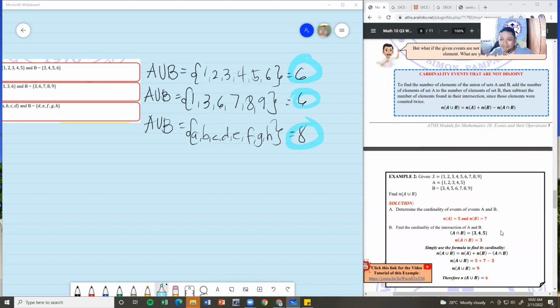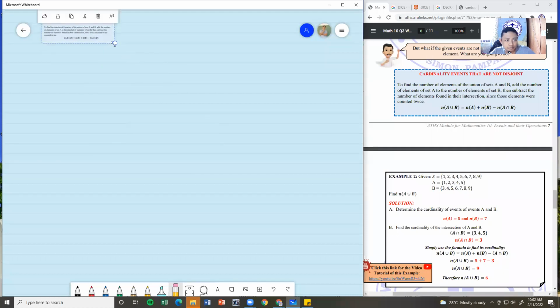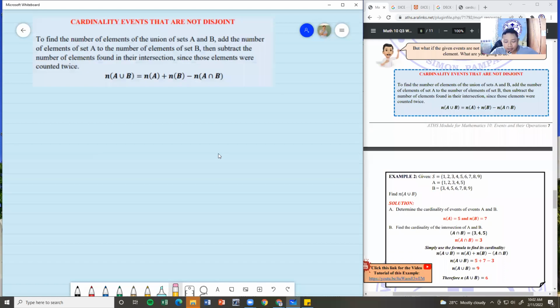And of course, finally, cardinality of events that are not disjoint. Oh, what is this? So when we say cardinality of events that are not disjoint, let me erase this now. Here, cardinality of events that are not disjoint. What do we mean by this? To find the number of elements of the union of sets A and B, add the number of elements of set A to the number of elements of set B, then subtract the number of elements found in their intersection since those elements were counted twice.